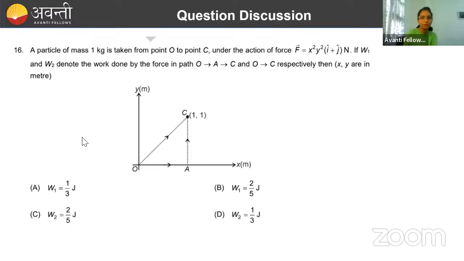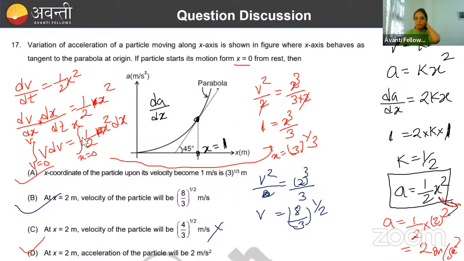Now let's come to this question. कितने लोग किए थे? अच्छा previous question कितने लोग किए थे? How many of you did previous question? This one? Okay. Done. नहीं किया. Okay. चलो कोई नहीं.